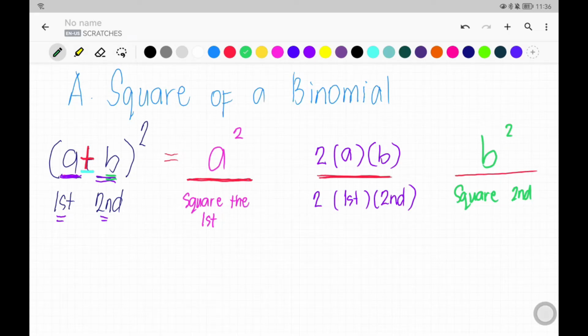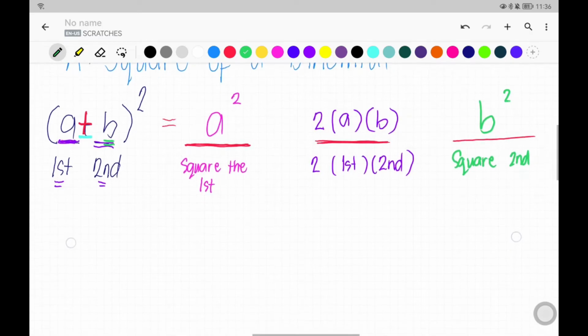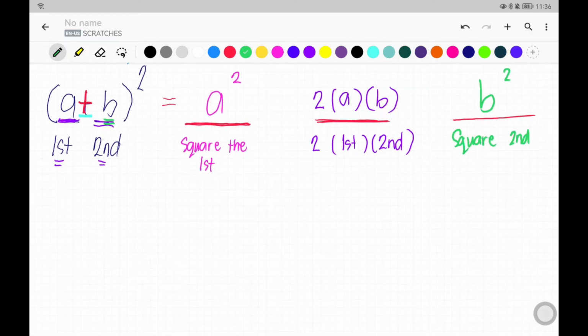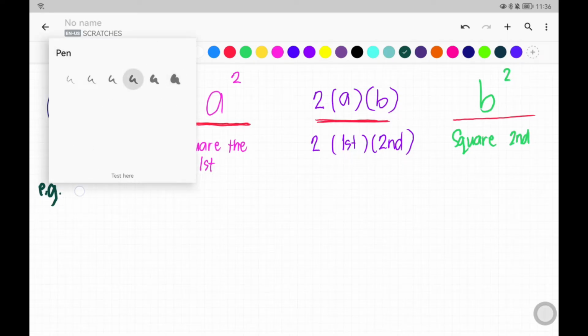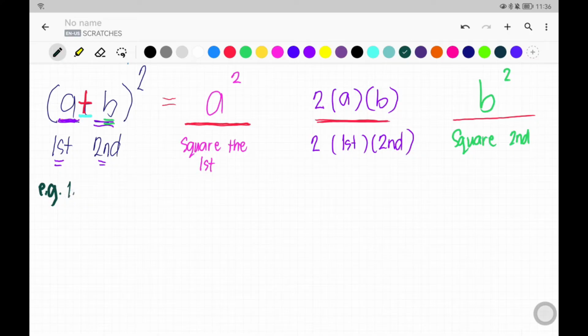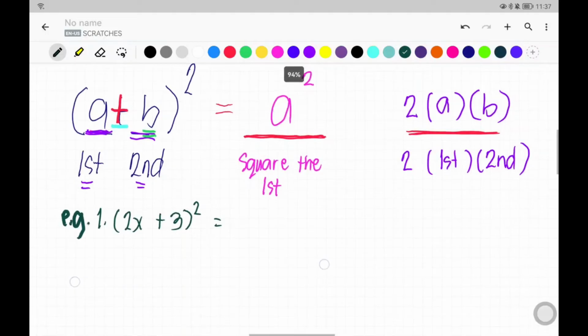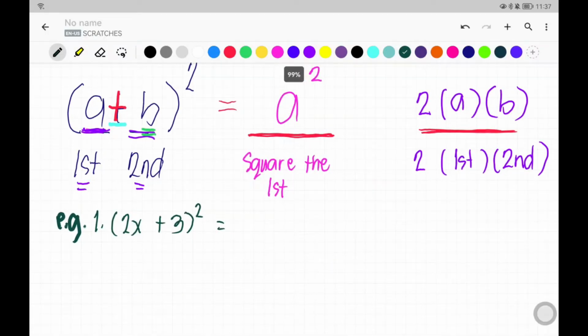Or, para mas maintindihan natin ng mabuti, magbigay tayo ngayon ng example. Okay, so let us have the following example. Example number 1: 2x plus 3 squared. So, this is an example of the square of a binomial. Now, we follow the pattern. So, this is equal to, isa-isahin natin, i-square lang daw muna natin.